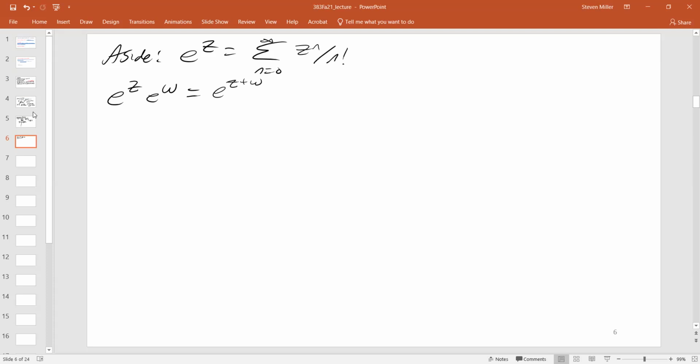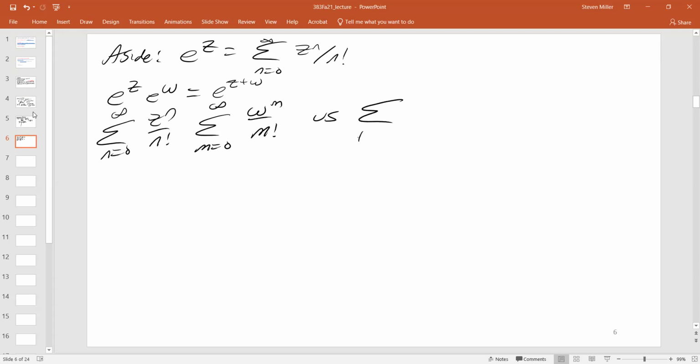What do we have here? We have the sum, n goes from 0 to infinity, z to the n over n factorial, times the sum, say m goes from 0 to infinity of w to the m over m factorial, versus the sum, let's say k goes from 0 to infinity of (z plus w) to the k over k factorial. How many of you have seen this before? All right, so if you haven't seen this before, then it's good that we're talking about this now.